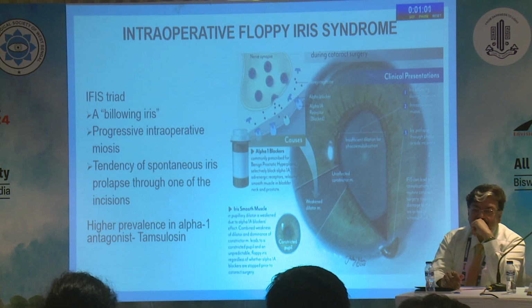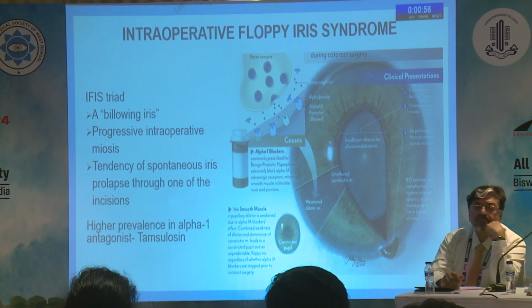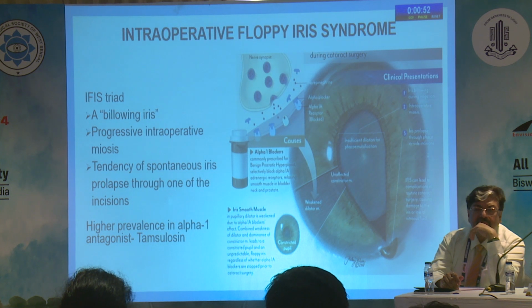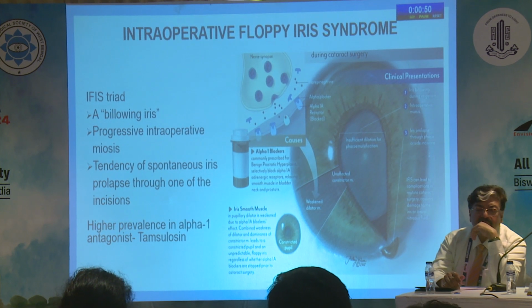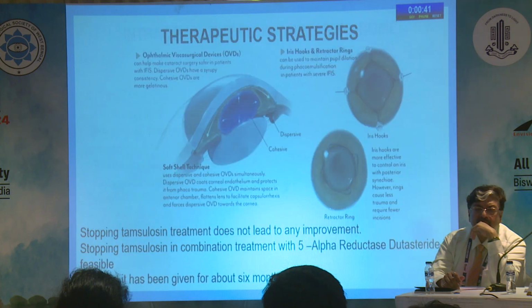The IFIS triad was given by Dr. Chang and his colleagues in 2007, which includes billowing iris, progressive intraoperative miosis, and the tendency of spontaneous iris prolapse through one of the incisions. Highly prevalent in alpha-1 antagonist tamsulosin. The diagrammatic representation shows just the three features of the triad.